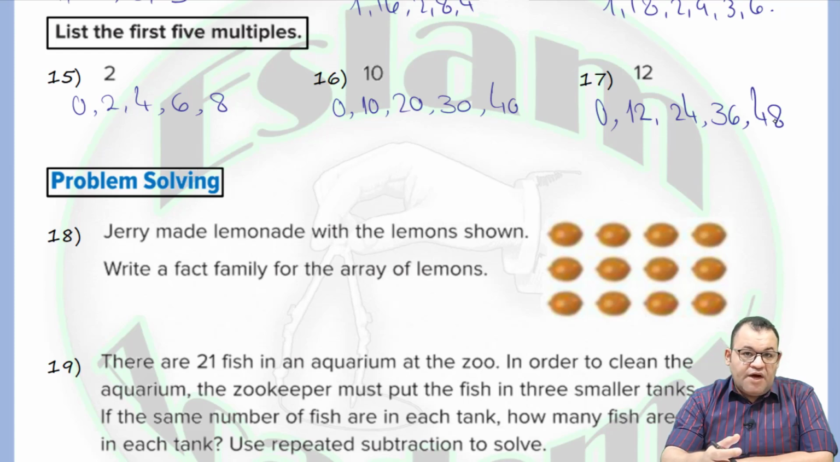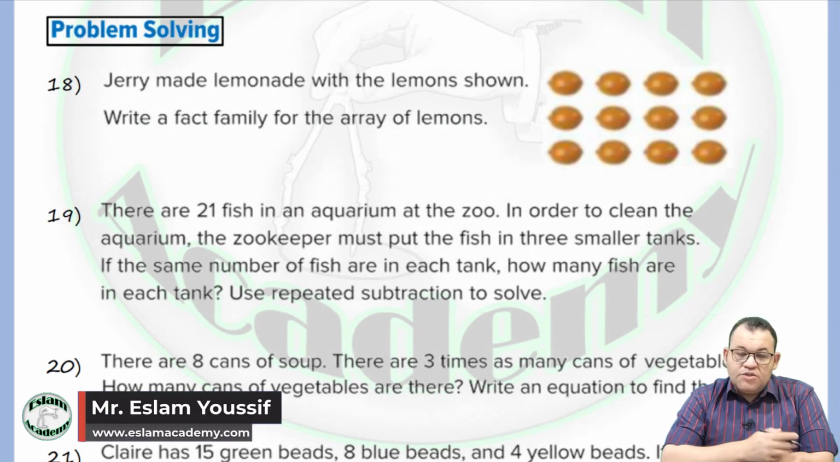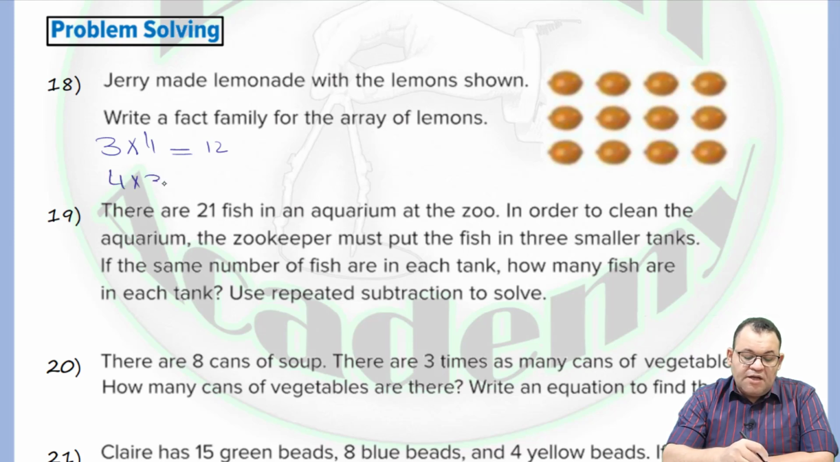And that's how we can find the multiple of any number. And now with the problem solving. In question number 18, Jerry made lemons with the lemon show. We need to write the fact family of this group. At the first, to write the fact family, we need to know how many rows and how many columns. You will find that we have 3 rows, so it will be 3 times. And we have here 4 columns, so it will be 3 multiplied by 4, which equals 12. We can write it as 4 multiplied by 3 to make it equal 12.